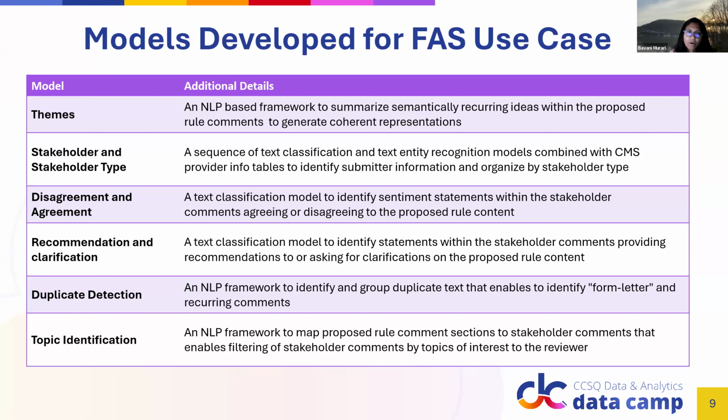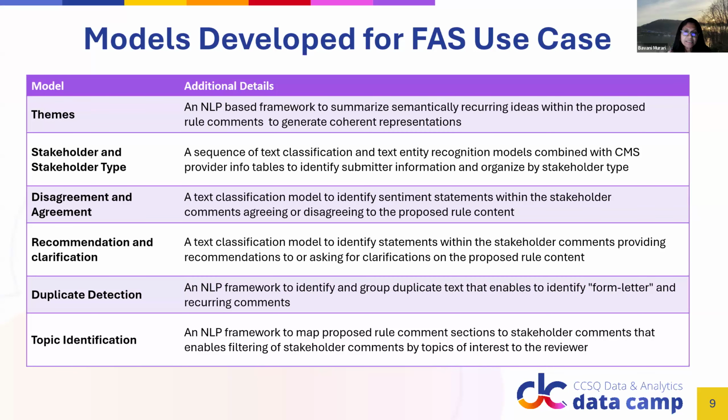Again, you would see all these things allowing users to categorize and filter based on these categories. So stakeholder and stakeholder type allow the user to identify by the stakeholder. If they are interested in only looking at a particular stakeholder's comments, it allows them to do so. Disagreement and agreement, where the users' sentiments are being analyzed, and then people are able to see just the agreements or just the disagreements to be able to make an informed decision.